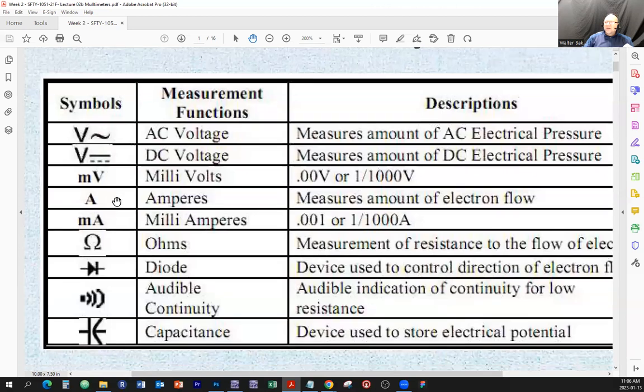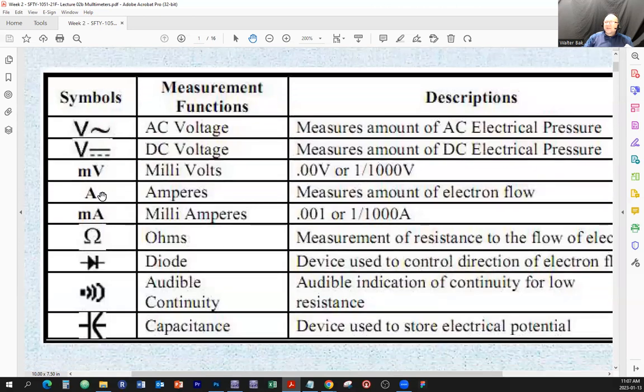Then over here, the sign of A stands for amperes, and amperes is the unit of current. So instead of having a voltmeter, you're having something that's called a current meter. Then you're measuring current, in amps or milliamps. This Greek omega sign stands for ohms, and ohm is the unit of resistance.